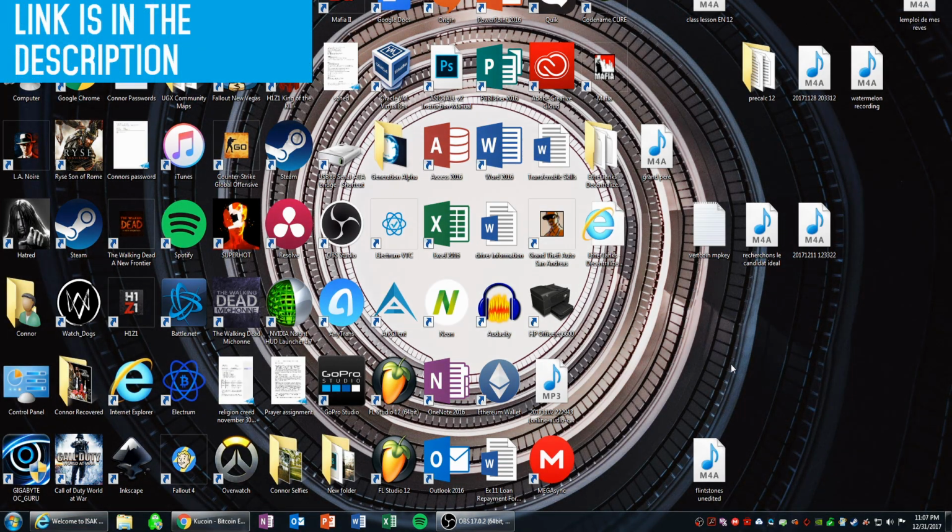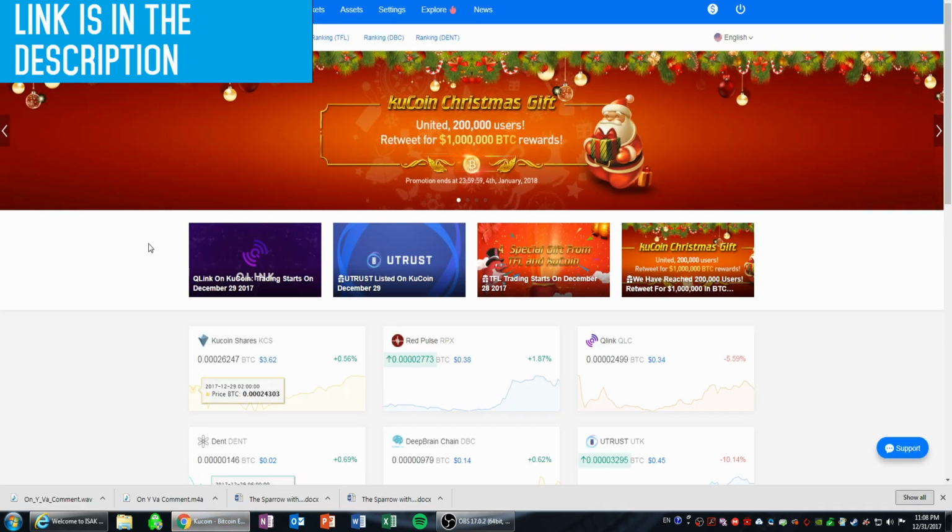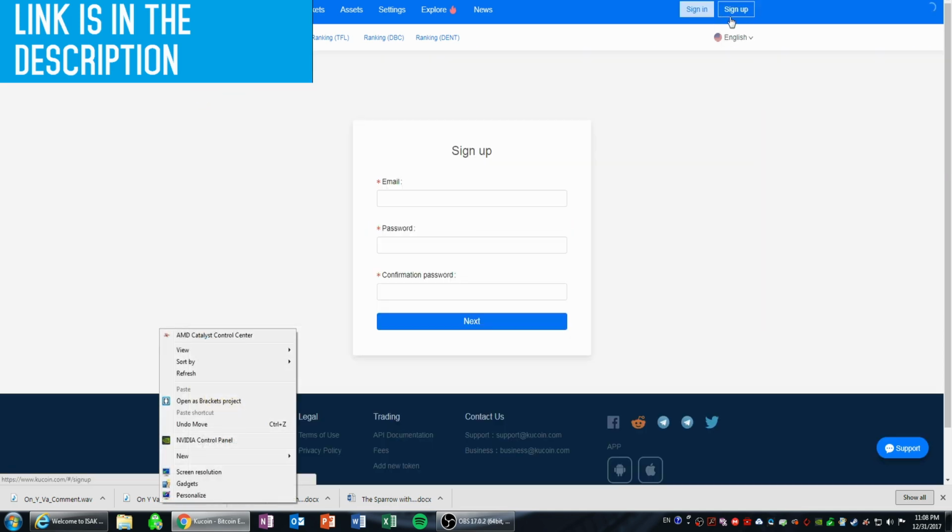Okay guys, so I'm just here on my desktop now. I'm going to put a link in the description of the exchange I'm going to be using, this one right here. So if you just want to click on that down below, and then I can walk you through this, okay? So the first thing we're going to do is create an account, and this is really quick. We're just going to sign up, all right? It takes like 30 seconds.